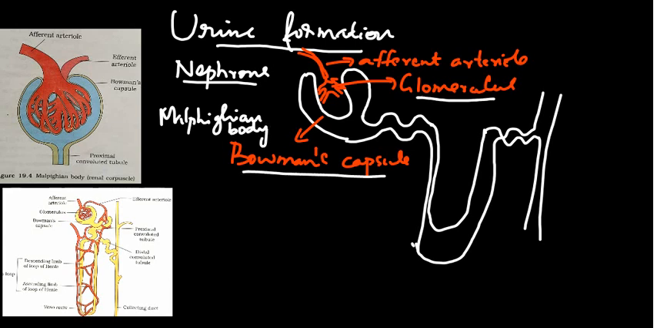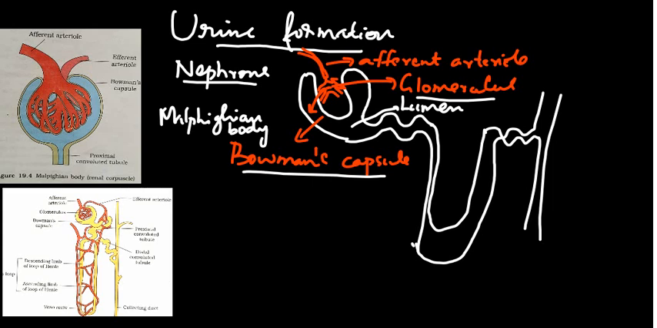that the filtration takes place. Filtration of blood takes place, where almost all the constituents of the blood except proteins will get filtered. They cross the membranes and come into the lumen of Bowman's capsule. So this is the lumen of Bowman's capsule.